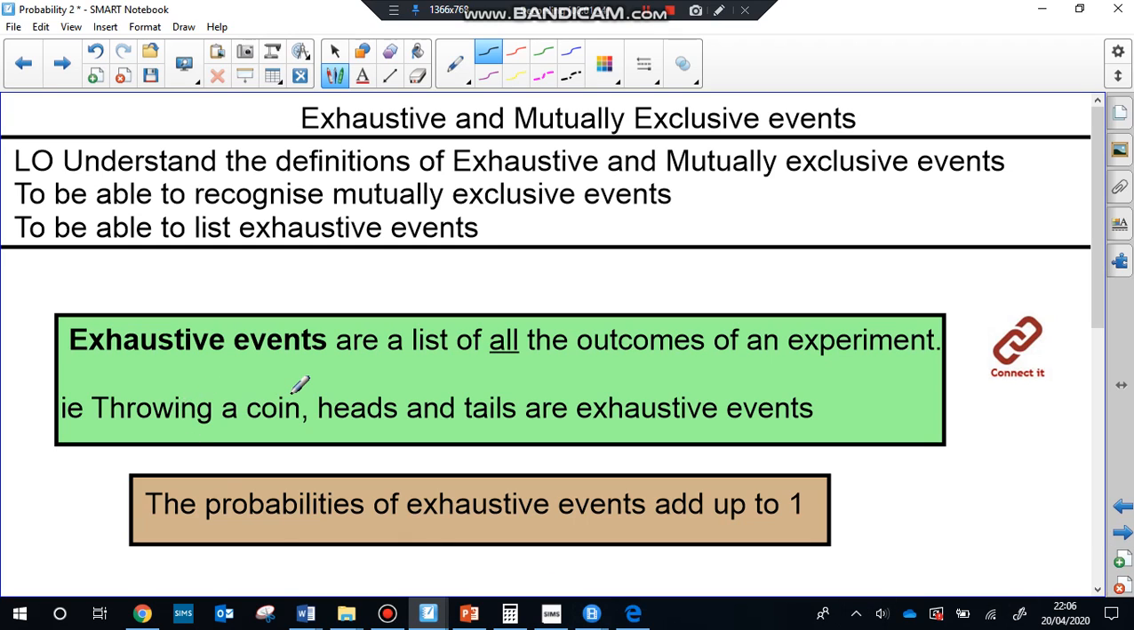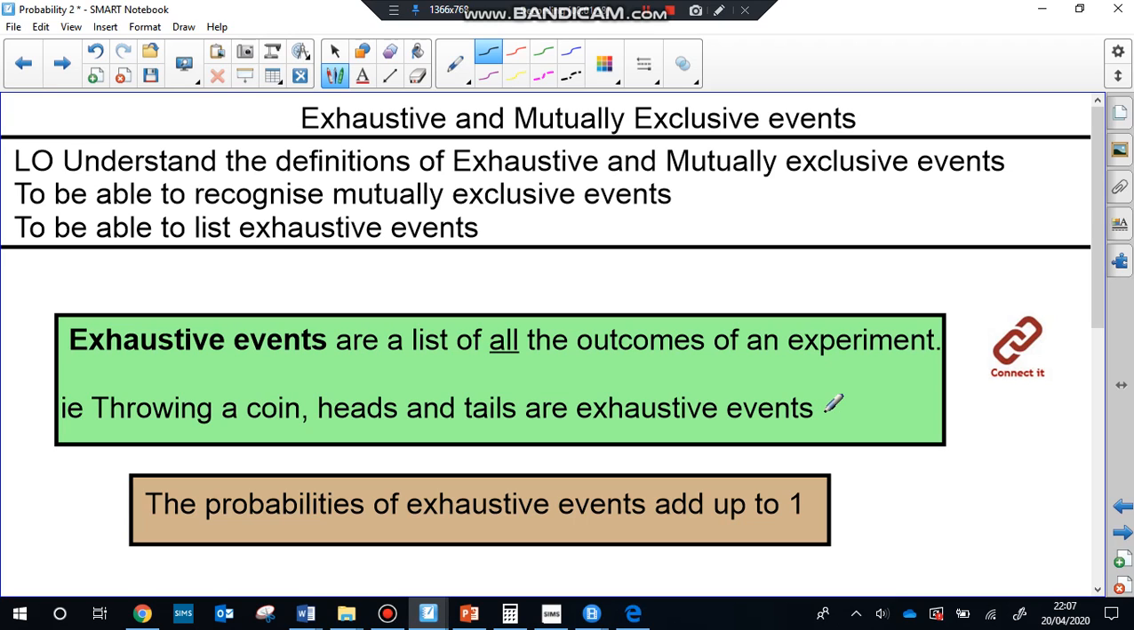So exhaustive events are a list of all the outcomes of an experiment. Okay, so if you've got a list of everything that could possibly happen, then you have got exhaustive events. So for example, if you're throwing a coin, heads and tails are the only thing that can happen when you're throwing a coin. So heads and tails are exhaustive events.